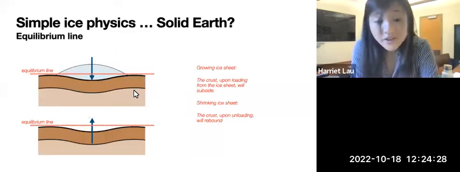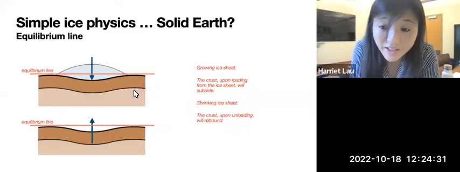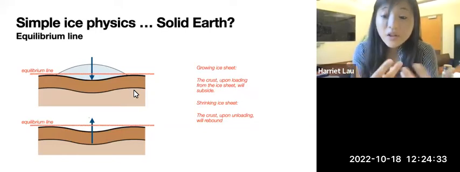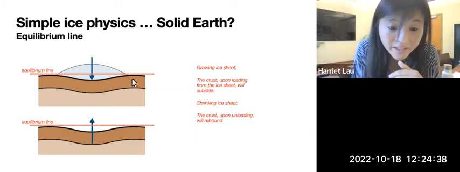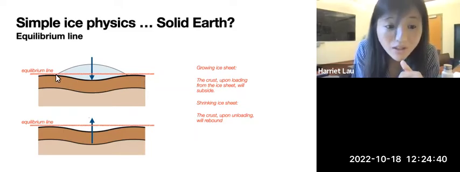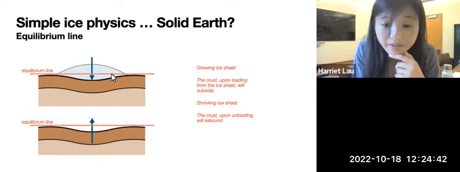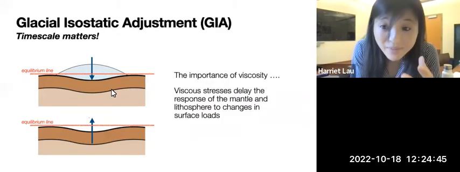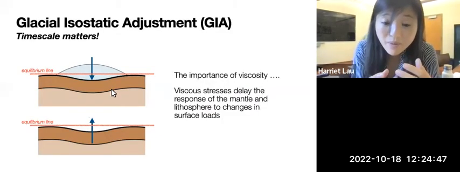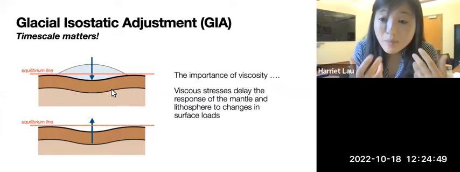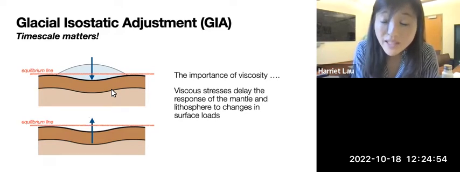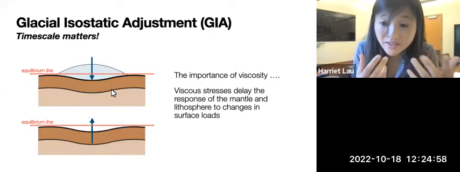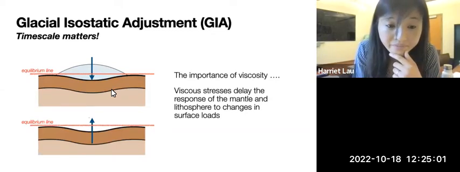Now, what the solid Earth does, as I mentioned, is that under the load of an ice sheet, the crust subsides. Upon unloading, the crust rebounds. And so you're basically moving the ice sheet, because of this deformation, relative to the equilibrium line. Now, the time scale of this process matters. Remember, I began the talk showing present-day GPS rates of uplift across Scandinavia and North America due to ice sheets that vanished 7,000 years ago. Viscous stresses in the mantle are the cause of this delay.